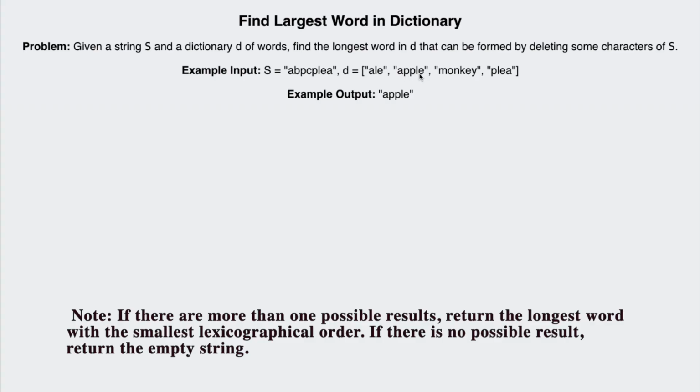Apple can also be formed from this string. If you see A, P, P, L, and E, all the characters of the word apple come in sequence in this string, hence apple can also be formed using S. And apple is longer than ALE, so apple will be my actual output, not ALE. Even plea can be formed using string S, but the longest string that can be formed from this dictionary of words is apple, and hence my output will be apple. This is what I need to do in this question.